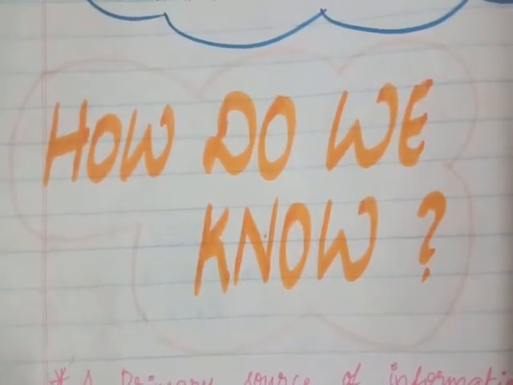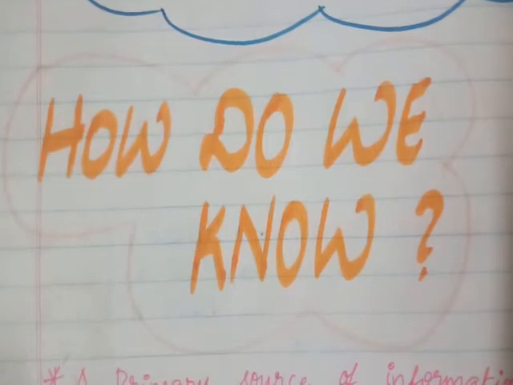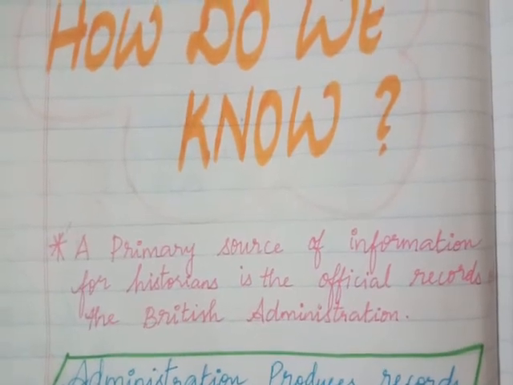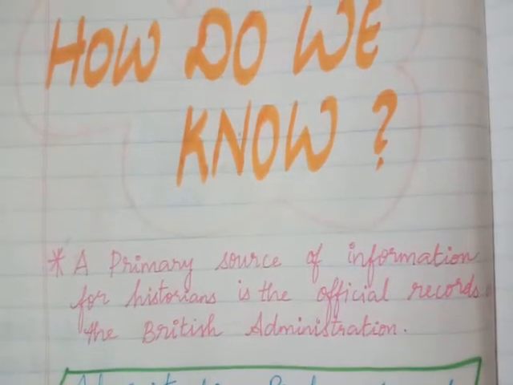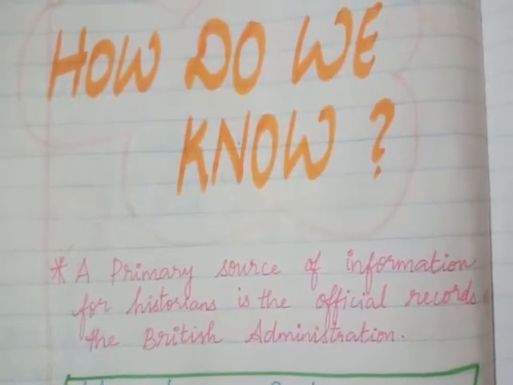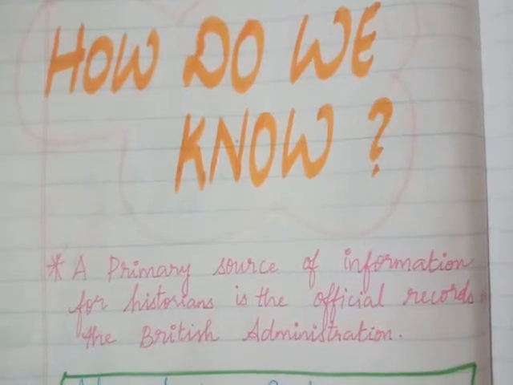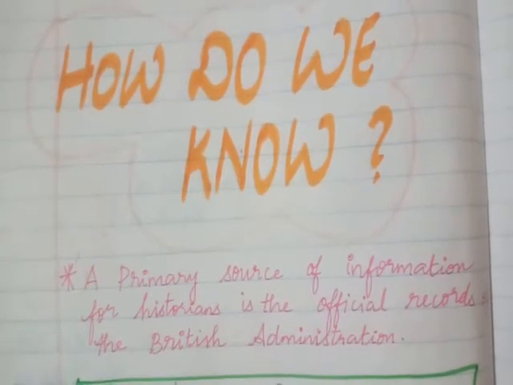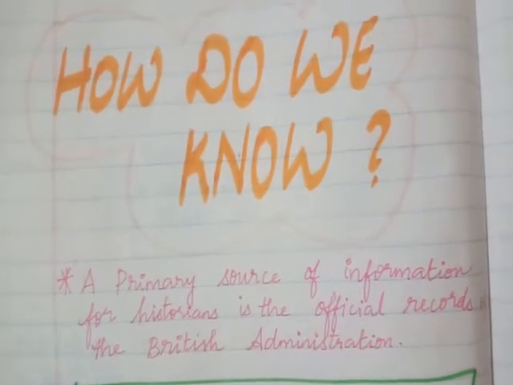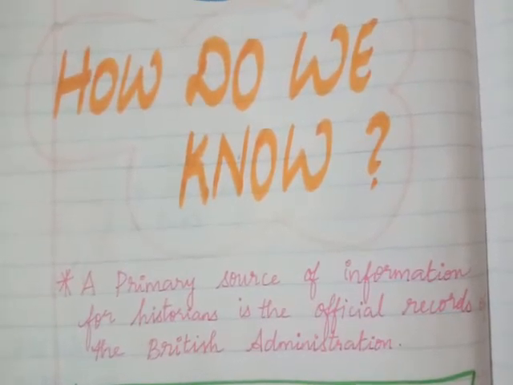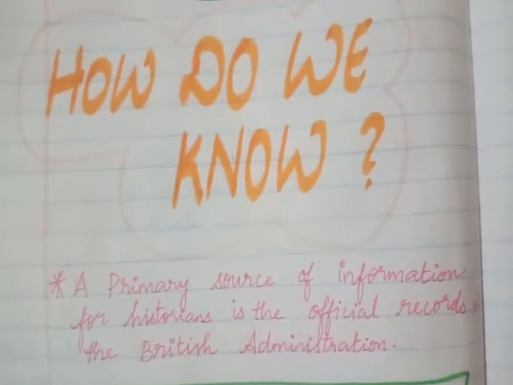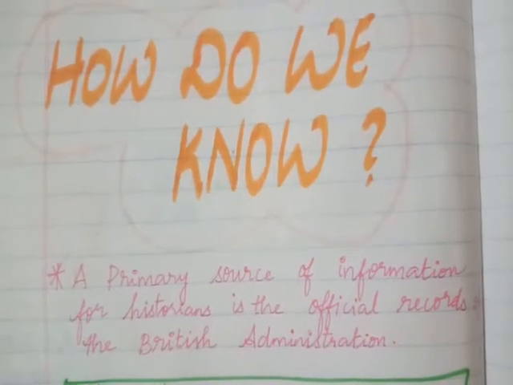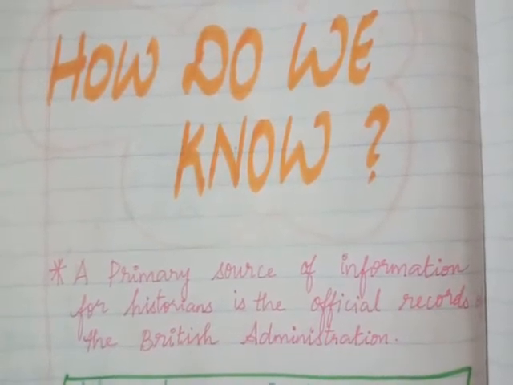Which period do we consider as modern? It is the ruling period of the British. Now, a primary source of information for historians is the official records of the British administration. That means historians have to know what already happened. So to know that, they have to search the official records which were written during the period of the British. So, official records of the British administration are very much important. That is the primary source for the historians.